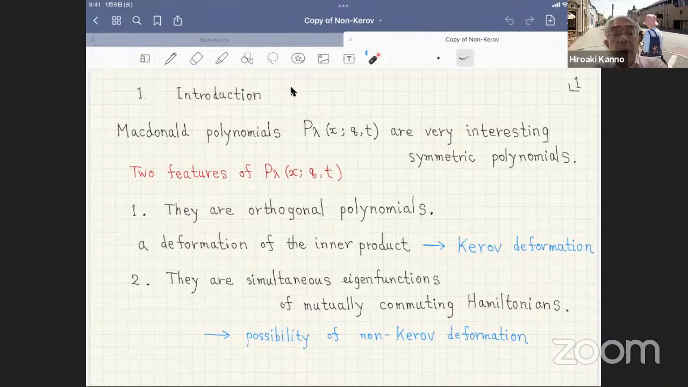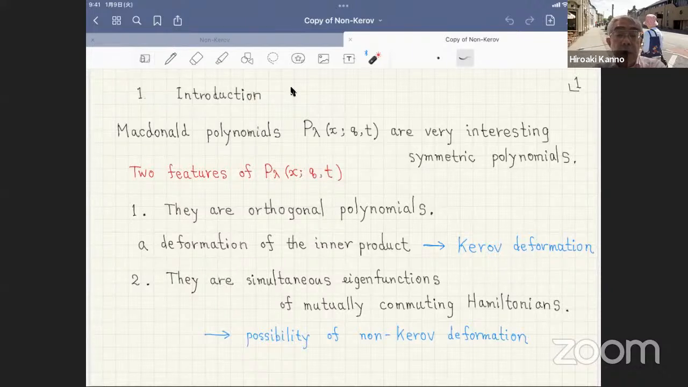So in this workshop, we have already had two talks on Macdonald polynomials by Yanagida-san and Yamaguchi-san. My notation for the Macdonald polynomial is P_lambda(x; q, t), where lambda is a partition, x is a variable, and q, t are two parameters. I hope that from the two talks in this workshop, you understand that Macdonald polynomials are very interesting symmetric polynomials.